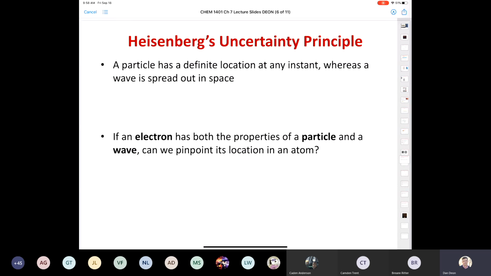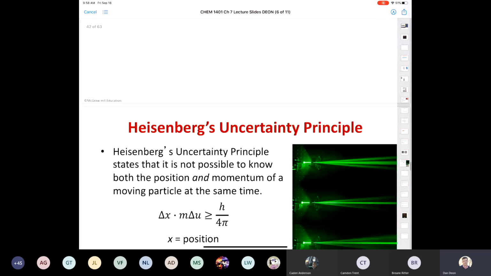But he says, then, if an electron has both the properties of a particle and a wave, can we actually know where it is? Is it actually going to be like it was in that Bohr model, right, where you have the nucleus and you have n is equal to, is it really going to be just going around in orbits like that? That's a horrible picture, so I'll delete that. But is it really going to be like that? Oh, we're really getting into interesting stuff now.